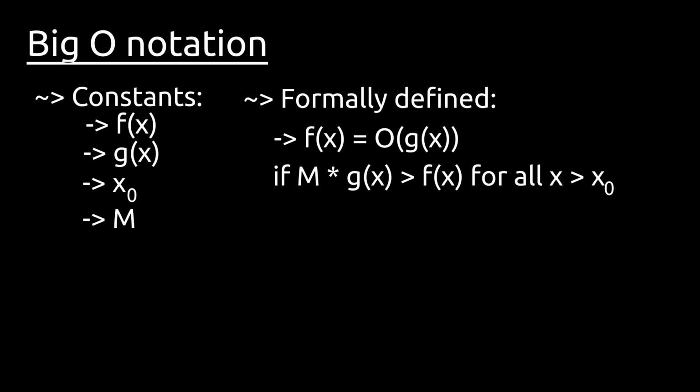Using this, we can formally define big O as f of x is equal to the big O of g of x if f of x is less than or equal to m times g of x for all x above x0. This also defines f of x at most to be some constant multiplied by the function g of x past the point x0. This can be observed in this graph.